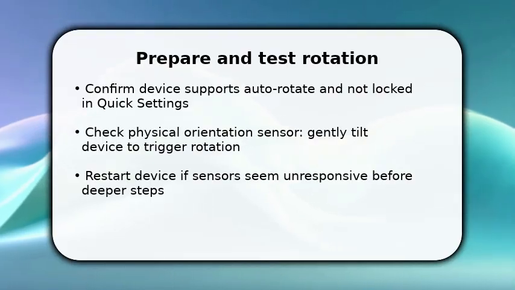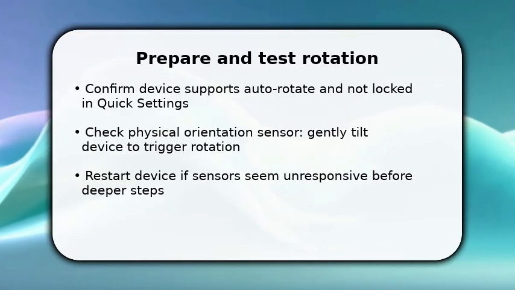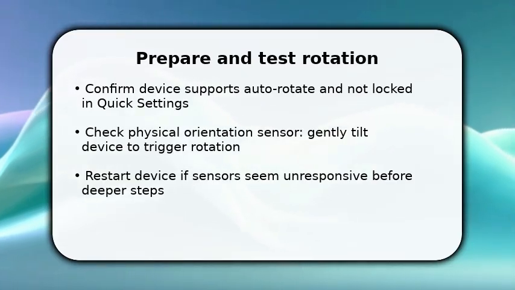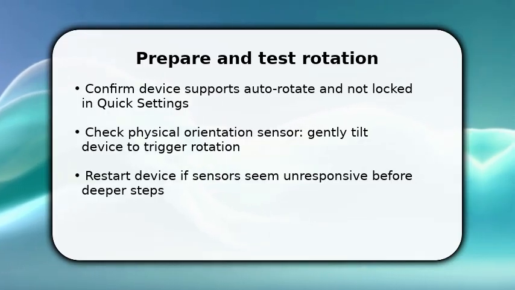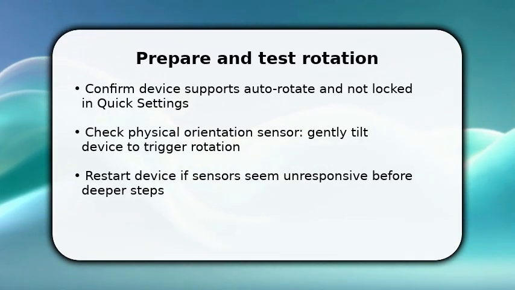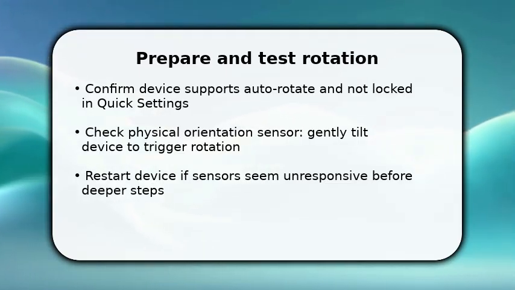You start by confirming the basics. Make sure auto-rotate is enabled in quick settings and not forced off. Then, test the sensor by tilting the device slowly. If the screen moves, the software likely blocks rotation. Once done, reboot the device to clear temporary glitches.